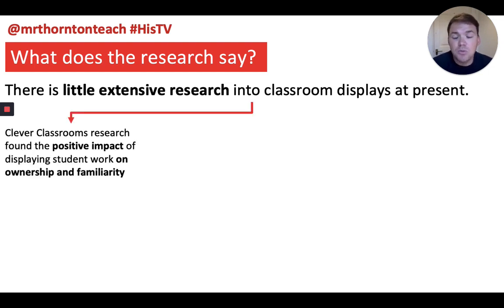Well, the Clever Classrooms research found that there was a positive impact on students in terms of ownership and familiarity with the classroom if you display student work. So displaying their work in the classroom breeds a sense of ownership and a buy-in to the classroom and the culture that you are trying to develop within the classroom.